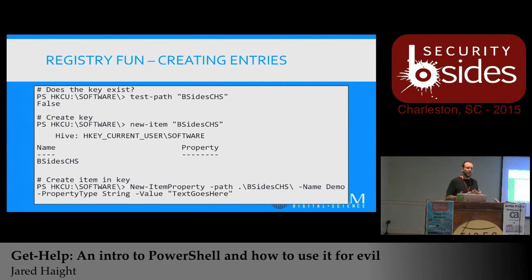One of the cool cmdlets that comes into play is Test-Path, which you feed a path, with any PS drive supported thing. So it could be a file system, UNC, registry. It will check to see if that path exists and return true or false. In this example, we check to see if we have a key for BSidesCHS. We don't, so we go ahead and create it with New-Item. And then we create a value in that registry key of demo with the value of 'text goes here', because I ran out of original things to do there.